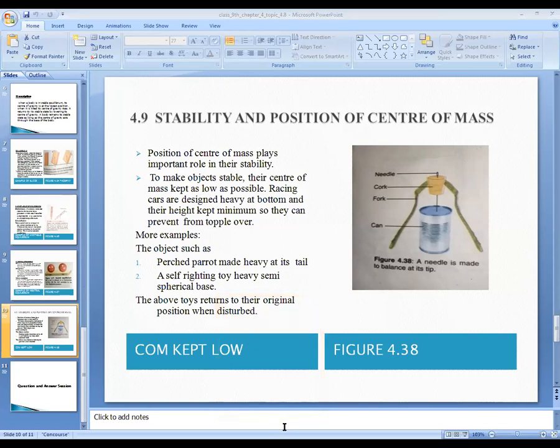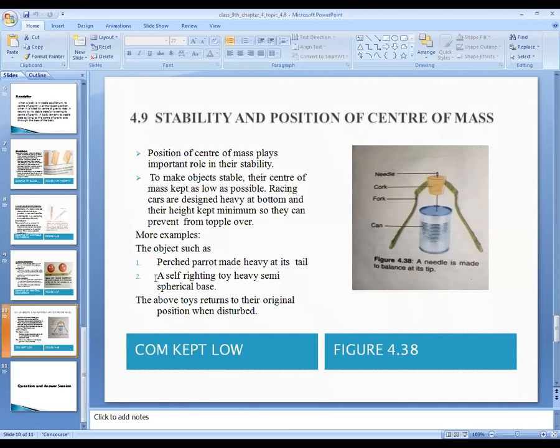So these are also examples of stability and position of center of mass. When they design perched parrots, the toy parrots, what they do is make the perched parrot heavy at its tail. If they make it heavy at its tail, it remains in a stable position.